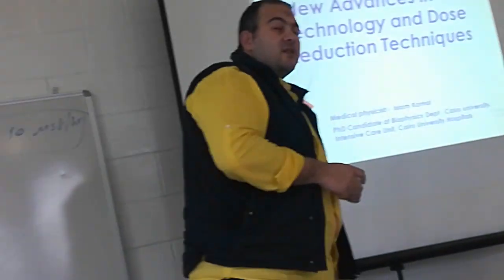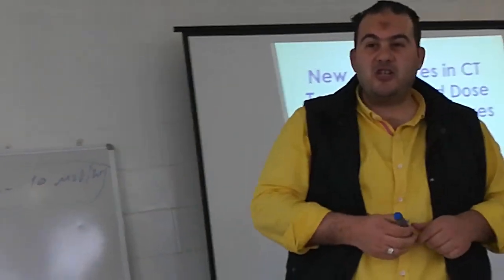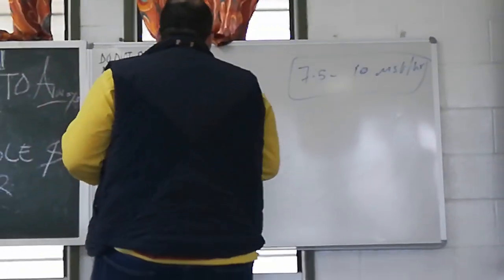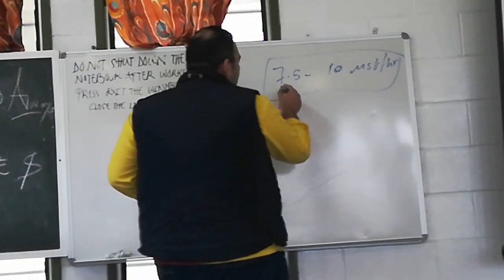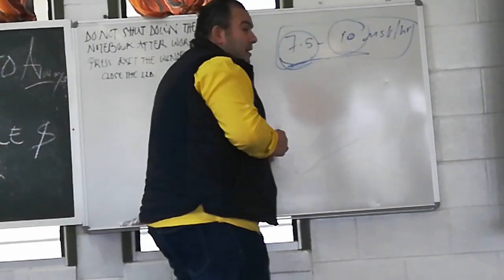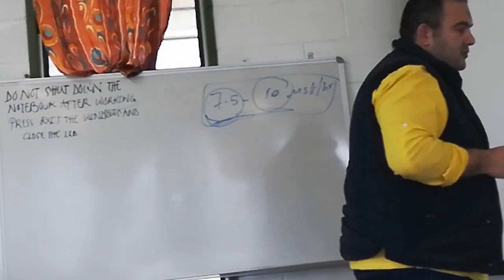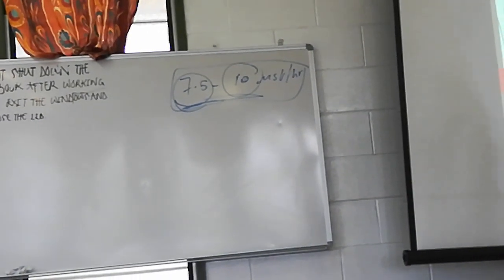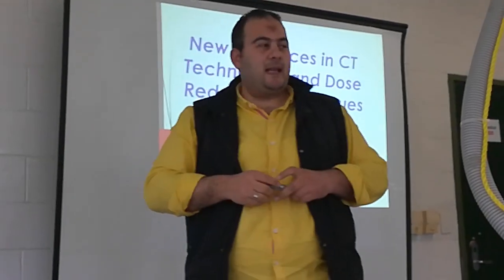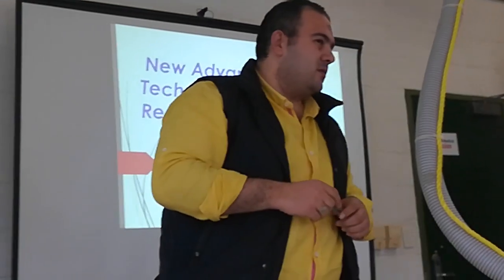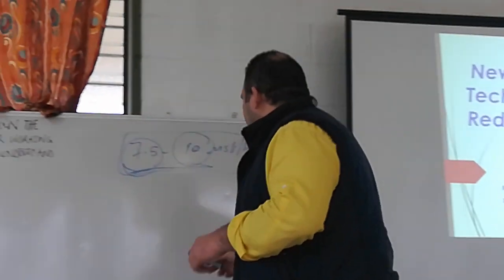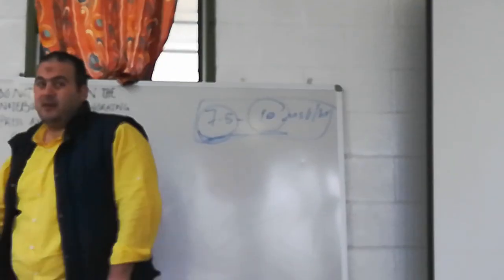If I take my survey meter and want to measure the radiation in the control room, the permissible dose rate, or permissible exposure rate, should not be greater than 10 microsievert per hour. There is still some radiation coming through the lead glass during exposure of the patient, but it should not exceed 10 microsievert per hour, okay.